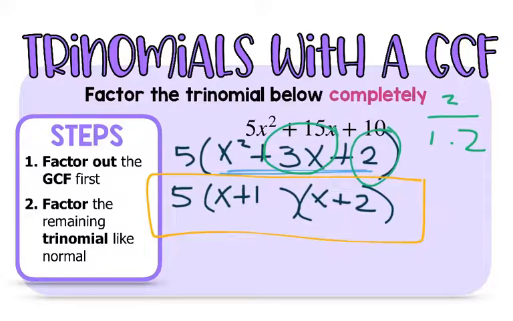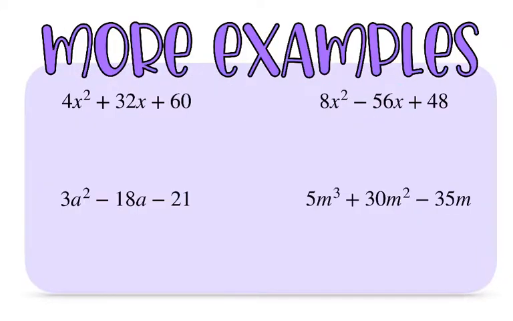I first took the GCF out, and then I just factored like normal, and I got what was left in parentheses. And that's it. So taking out a GCF is definitely a really important first step that's going to help make everything a lot more simple after. Okay, so let's do a few more.